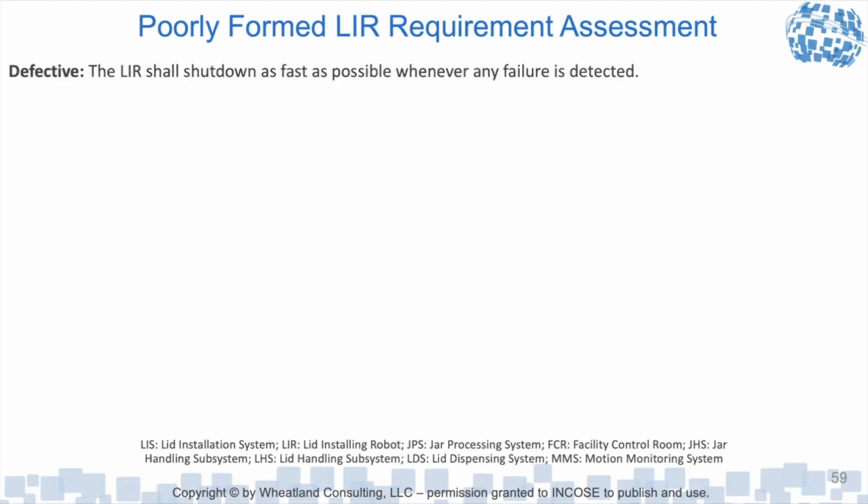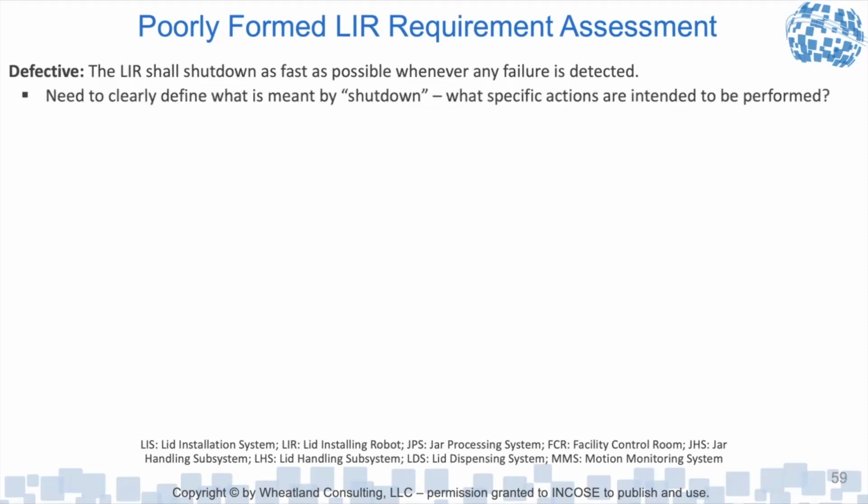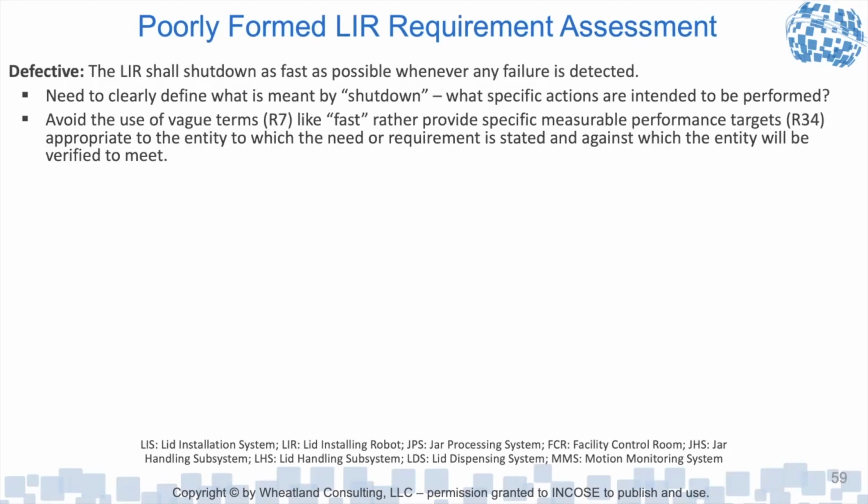The LIR shall shut down as fast as possible whenever any failure is detected. We need to clearly define what is meant by shutdown, what specific actions are intended to be performed. We want to avoid the use of vague terms like "fast," rather provide specific measurable performance targets appropriate to the entity to which the need or requirement is stated and against which the entity will be verified to meet.